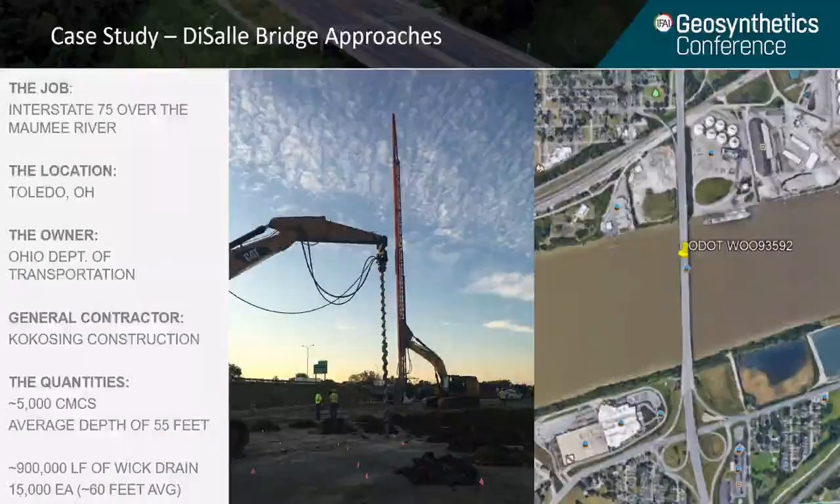All right, one quick case study to wrap up. This is a project that's currently ongoing in Toledo, Ohio for ODOT. It's the new DeSalle Bridge carrying I-75 across the Maumee River. It involves about 5,000 CMC rigid inclusions and almost a million linear feet of PVDs or wick drains installed under both bridge approach embankments and MSE walls.